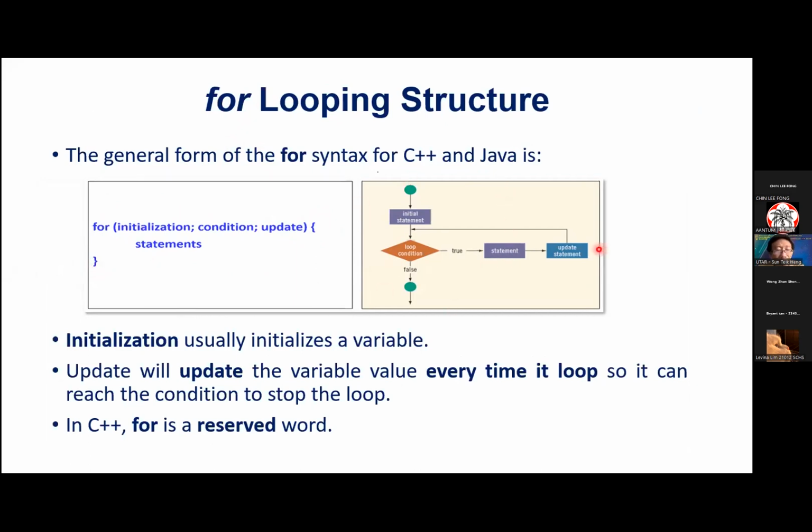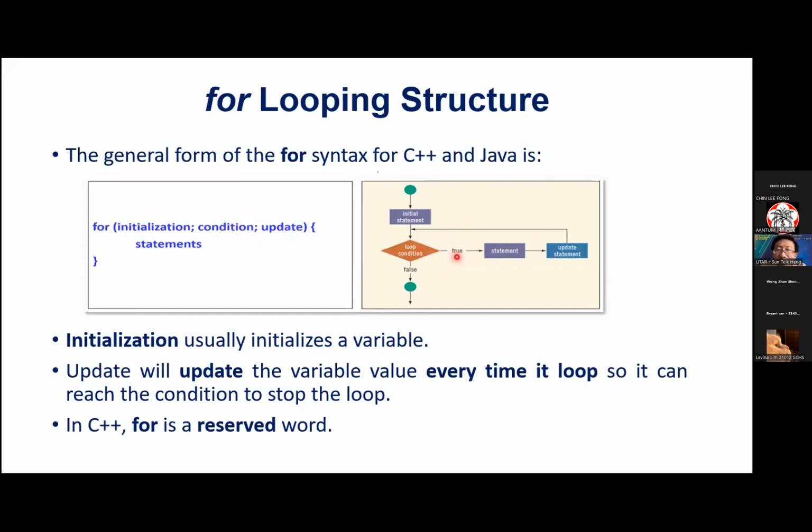As for the flowchart, this is where we perform the initialization. Then we check for the condition. If the condition is true, we perform the statements inside the body of the for loop, and then we do the update. After you perform the update, you go back and check for the condition again.